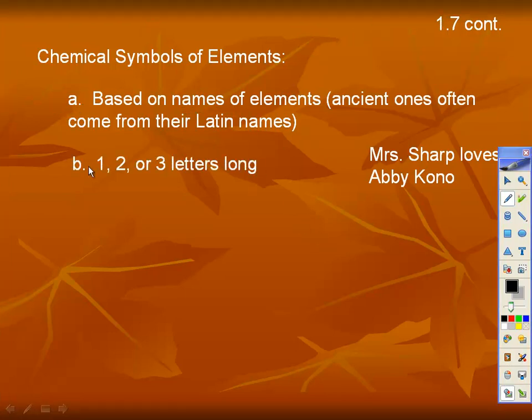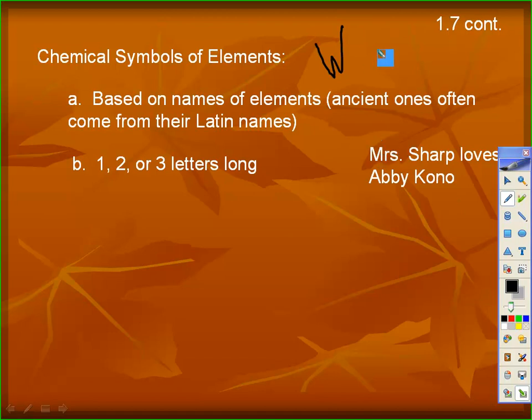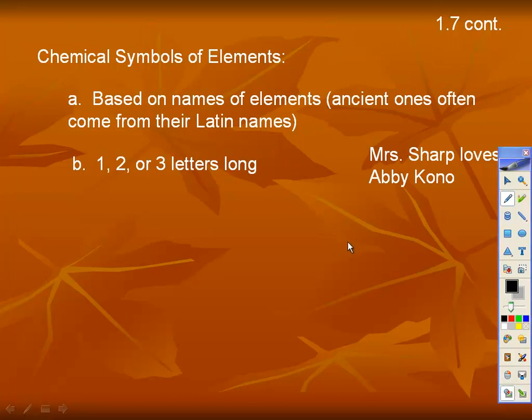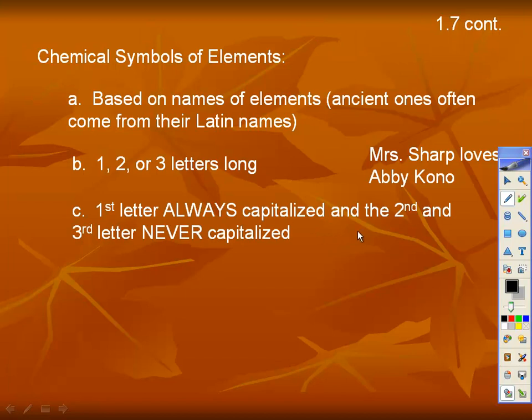Let's see. They are either 1, 2, or 3 letters long. So if you look at your periodic table, those symbols are either going to be 1 letter long, like W, that is tungsten. Lots of 2 ones, like He for helium. Or 3, one of my favorites is ununium, which stands for 111ium. So it's element 111. And you will notice that in those examples that I just showed you, the first letter is always capitalized, but the second and third never are.